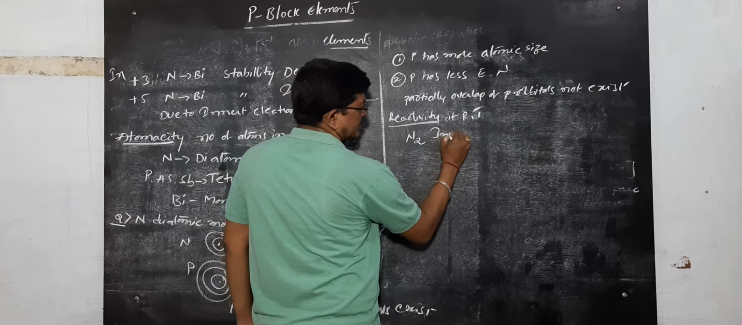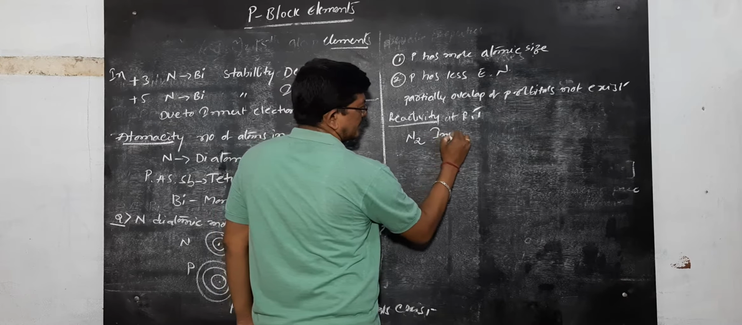Next, atomicity. In atomicity, nitrogen is diatomic; phosphorus, arsenic, and antimony are tetratomic; bismuth is monoatomic. Why is nitrogen diatomic, but phosphorus, arsenic, or antimony tetratomic? Compared to the atomic sizes of these elements, nitrogen's atomic size is very small, and the electronegativity of nitrogen is more.